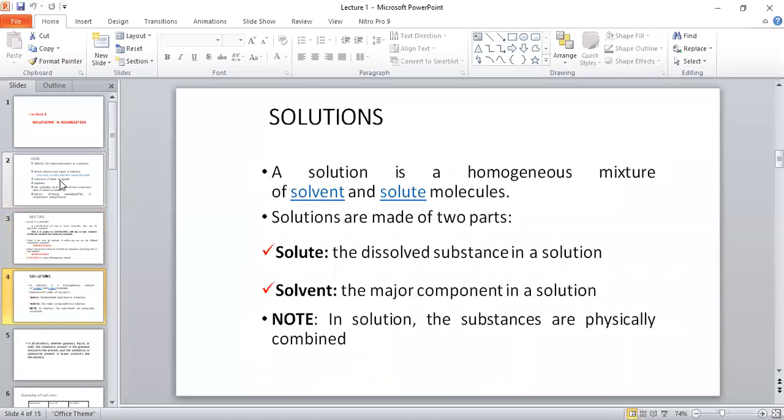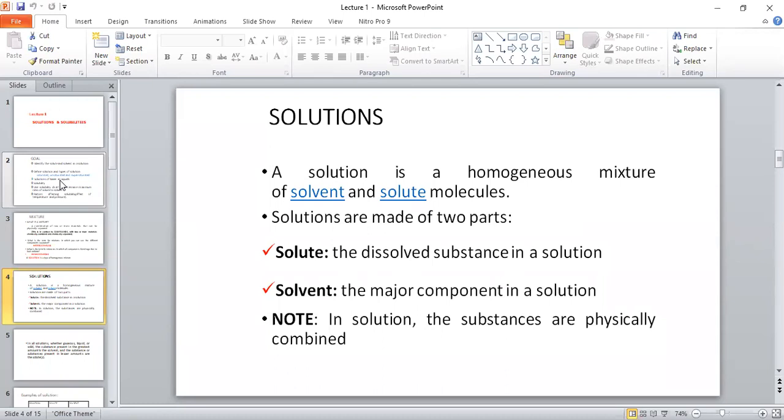Now, let us look at solutions. What is a solution? A solution is a homogeneous mixture of solvent and solute molecules, homogeneously mixed, consistent, and uniform.